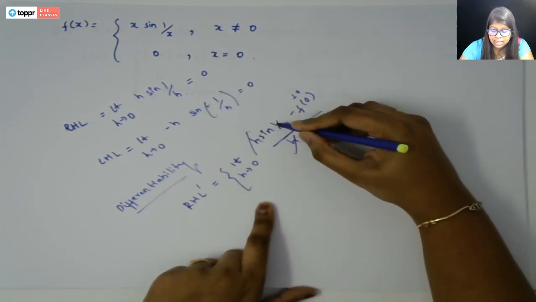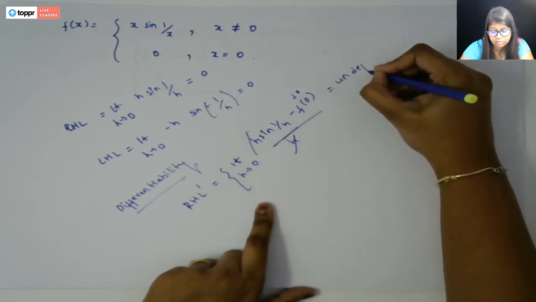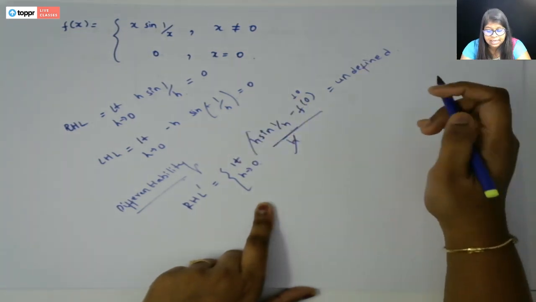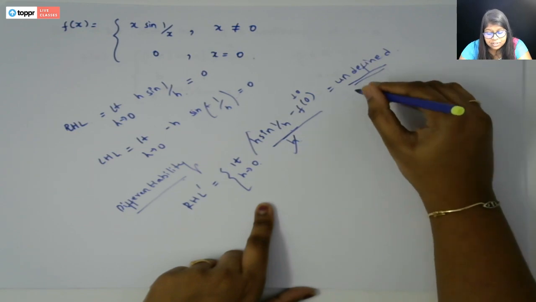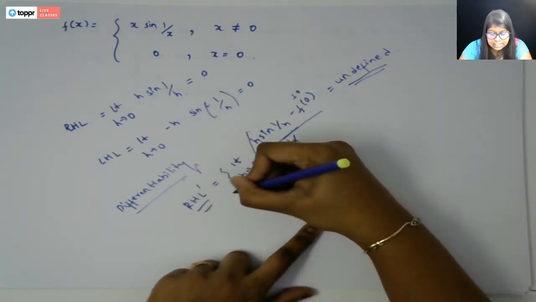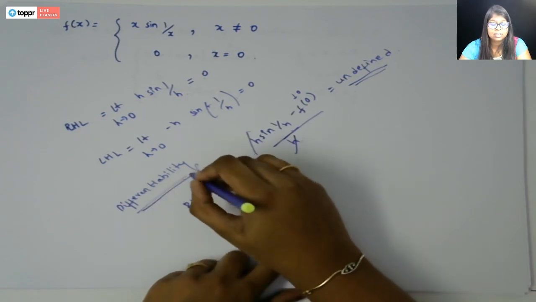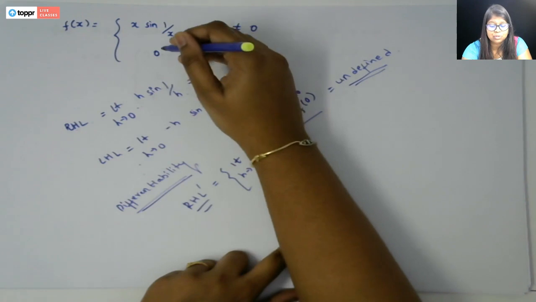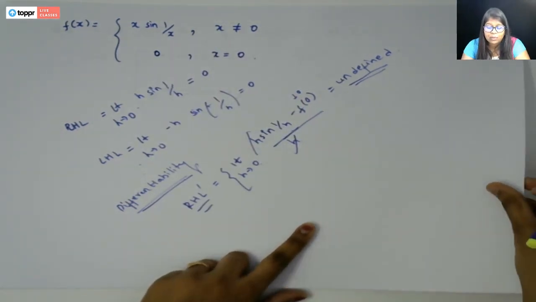So here sine 1 by h as h tends to 0 is undefined, because sine 1 by h is an oscillatory function, it is not defined at any particular point. So the differentiability at RHL itself says that it is undefined. So it is not differentiable. It is only continuous because RHL and LHL are equal to the value of the function. This is how we try to find out.